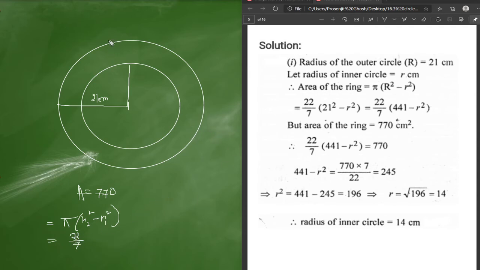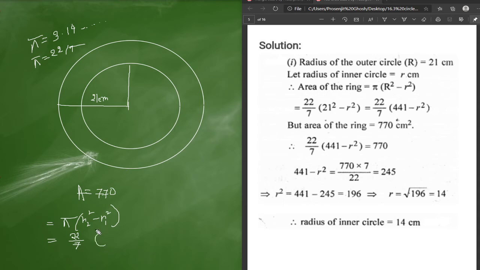I forgot to tell you that there are two pi values, 3.14 and a fraction. The value of pi is actually a continuous value with many digits after this, but still approximately we take 3.14. Also you can take it as the fraction 22 by 7. So here I am taking 22 by 7.